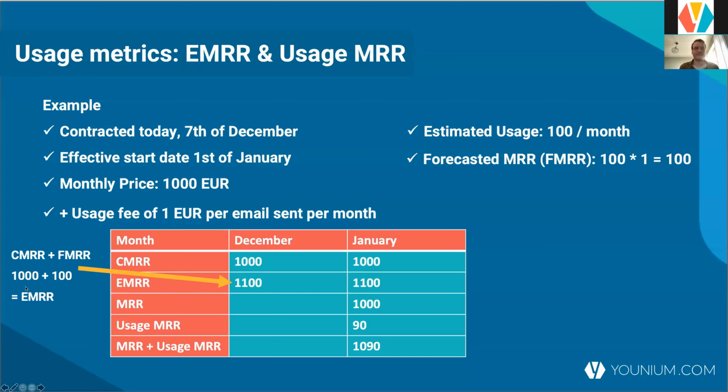And then we add the forecasted MRR. That means that we have 1,000 plus 100 equals the EMRR, which is then 1,100, which is significant, right? It's above the CMRR. We should include this if we think it should be in our recurring reporting.